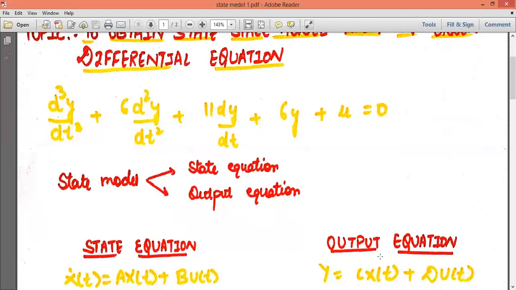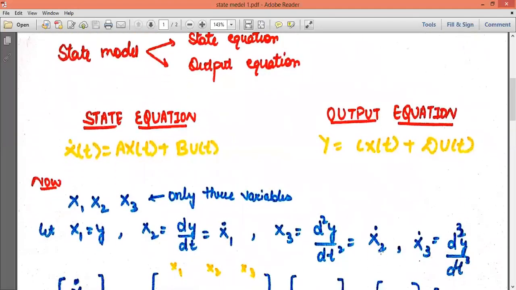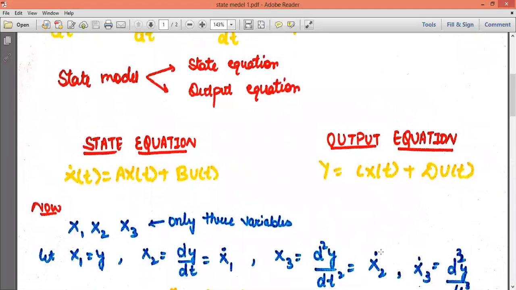How do we represent this? y equals C x of t, meaning C into x of t, plus D into u of t. So this is the basic representation of the state equation and the output equation. So let's start. First we will find the state equation. How are we going to analyze this?